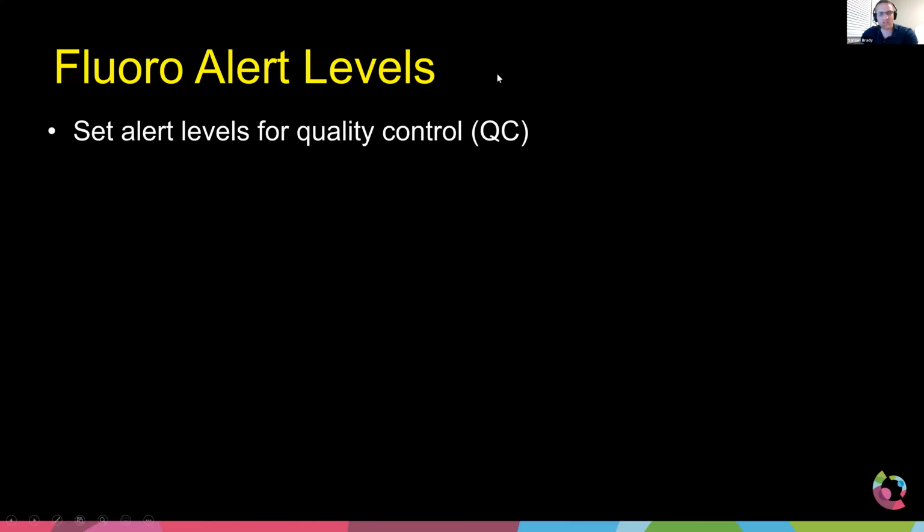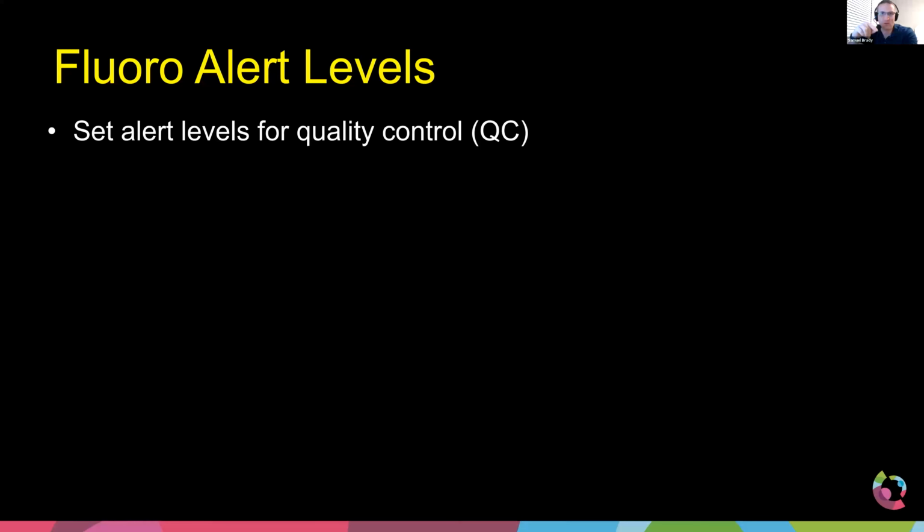So the last thing is alert levels. Diagnostic reference levels allow you as a country to help gauge, as a hospital system in your country, that you're all basically doing about the same dose. Now, it doesn't necessarily mean that everyone has to be below the diagnostic reference level, but it's a point where everyone can try to get better.